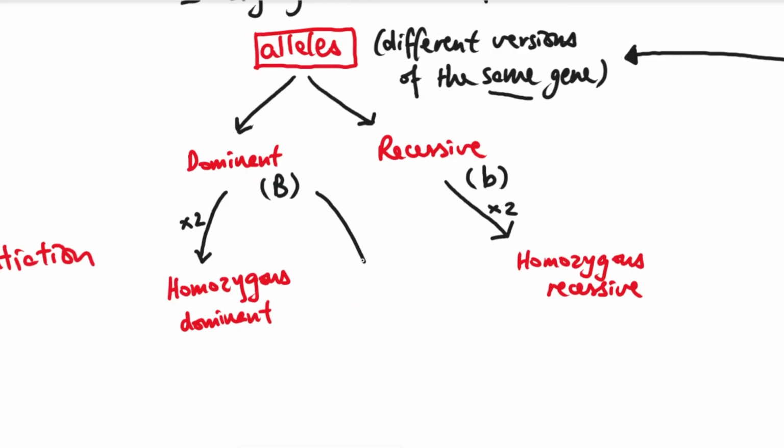Now, the other combination is if you receive one dominant and one recessive allele, then we have a slightly different term. Homo means the same, so different means hetero. Heterozygous refers to when you inherit one dominant and one recessive allele. If we were to use letters to represent this, homozygous dominant would be big B, big B. Heterozygous would be big B, small b, and homozygous recessive would be small b, small b.